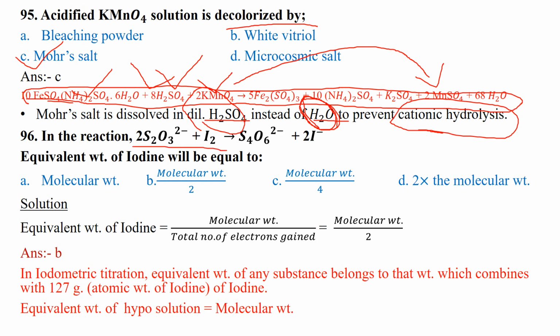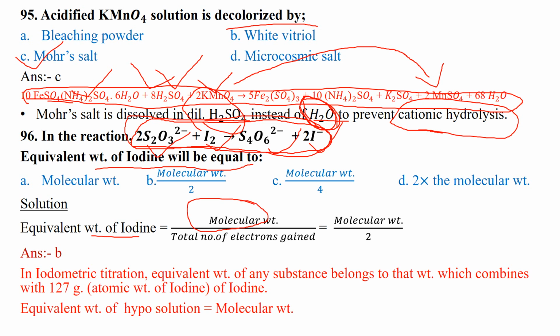This reaction is based upon iodometric titration, right? This is an important example of iodometric titration. Thiosulfate ion changes to tetrathionate and iodine changes to iodide ion, right? We have to calculate the equivalent weight of iodine. The equivalent weight of any oxidizing or reducing agent is equal to molecular weight divided by total number of electrons either gained or lost.